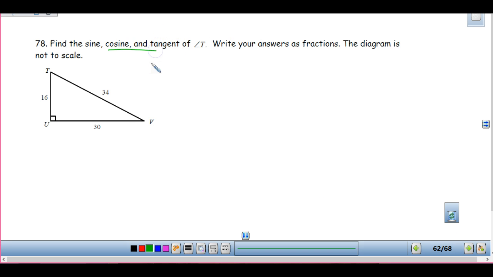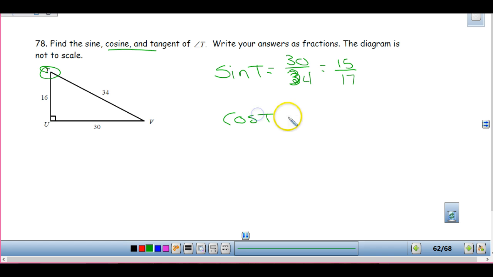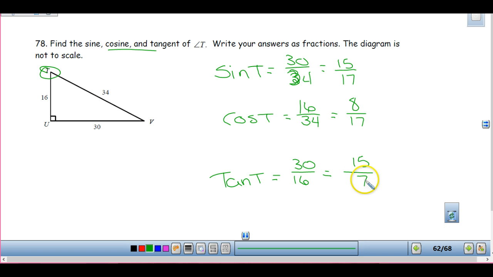Okay, same thing here. They should be in lowest terms. I'm not going to dock you on your test if you don't put these in lowest terms. So if I go sine of t, I'm looking at t, opposite over hypotenuse, 34. Put that in lowest terms and I get 15 over 17. My cosine of t is adjacent over hypotenuse, reduces to 8 over 17. And my tangent of t is opposite over adjacent. We reduce that one to 15 over 8.